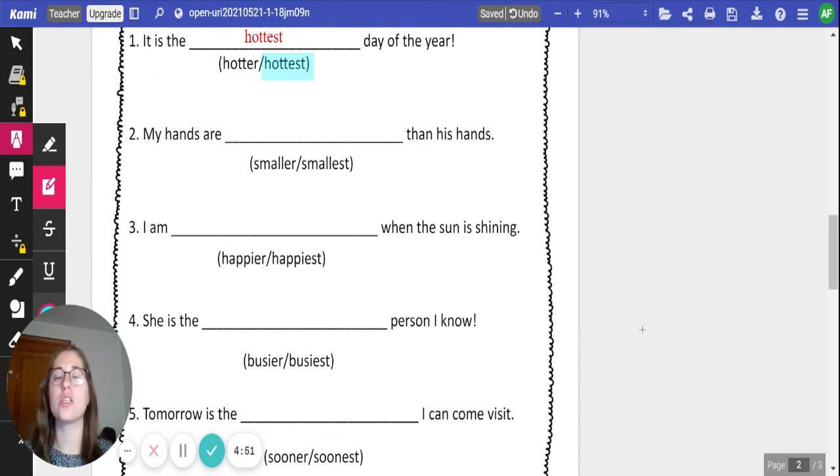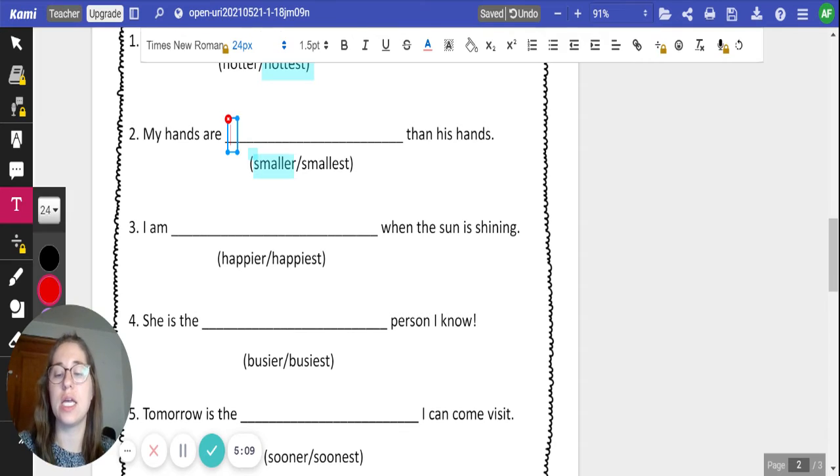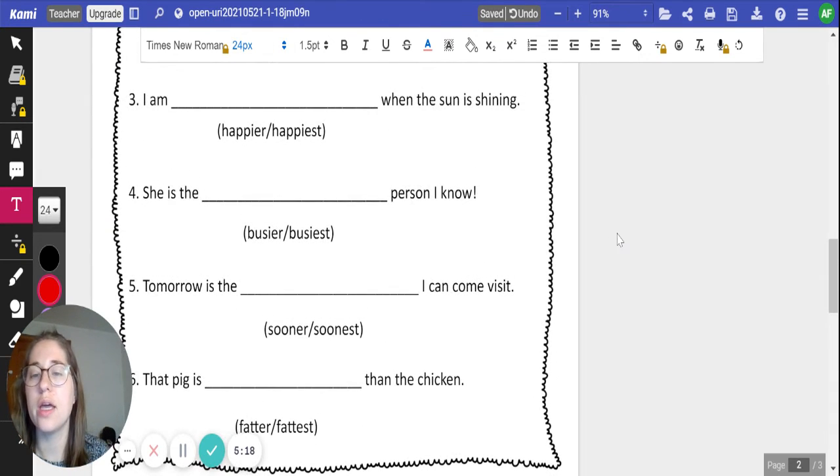Number 2, my hands are blank than his hands. Think about what we're comparing. We're comparing my hands with his hands. So we're comparing two things, which we know that's the ER ending. So we would say, my hands are smaller than his hands, S-M-A-L-L-E-R. Number 3, I am blank when the sun is.